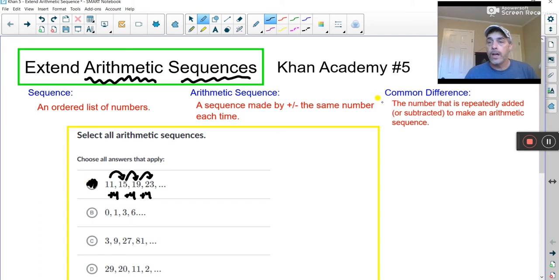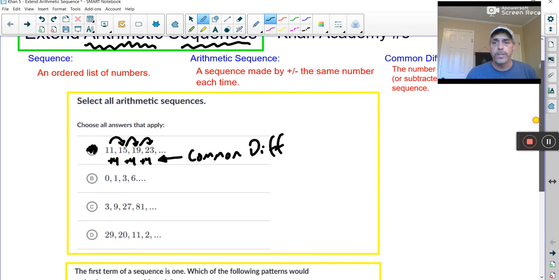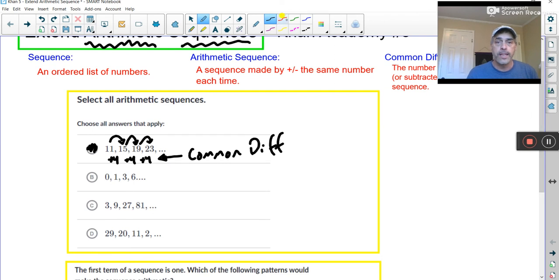Okay, one other vocabulary word is common difference, the number that is repeatedly added or subtracted to make an arithmetic sequence. So this will come up a little bit later, and we'll just talk about this as the common difference for right now. The common difference here would be +4. All right, so as we're doing this little practice, this is not actually part of the Khan Academy. This was in the article that Khan Academy had published for the Khan Academy of the same name.